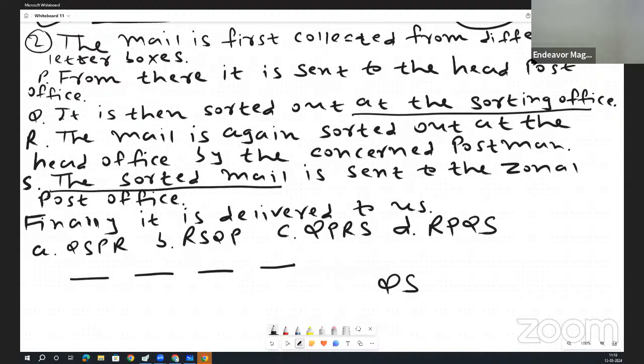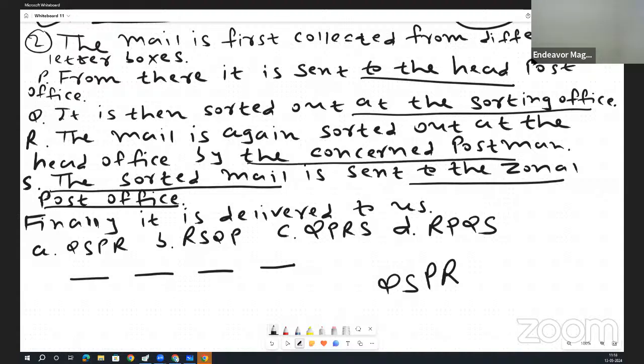From there, it is sent to the head post office. From where? From, students, the zonal post office. So P. Then R. The mail is again sorted at the head office by the concerned postman. So then the answer should be, students, R. And after the postman collects it, it is delivered to us at our home.